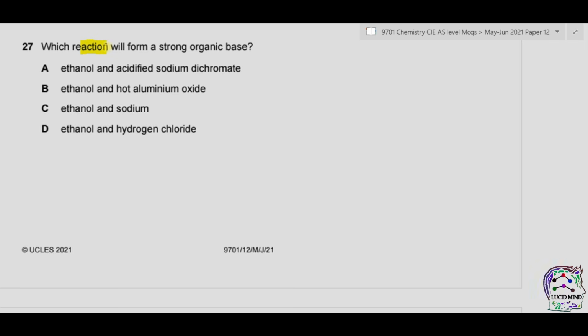Question 27. Which reaction will form a strong organic base? Part A, ethanol and acidified sodium dichromate. Now acidified sodium dichromate is an oxidizing agent, and it can convert ethanol into aldehyde. As no base is formed, this is wrong.